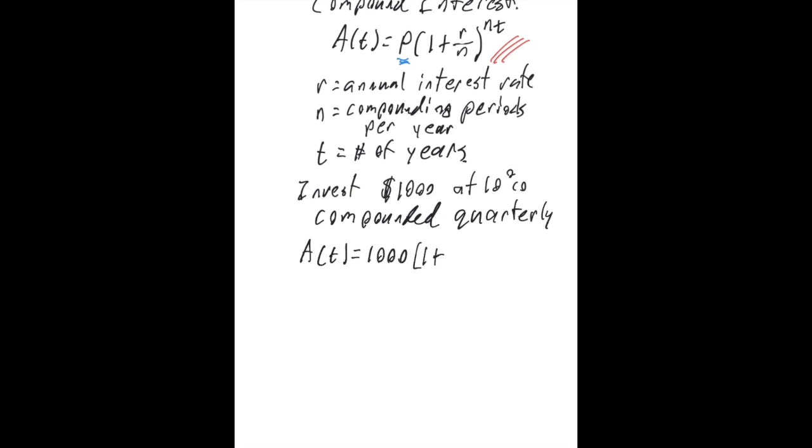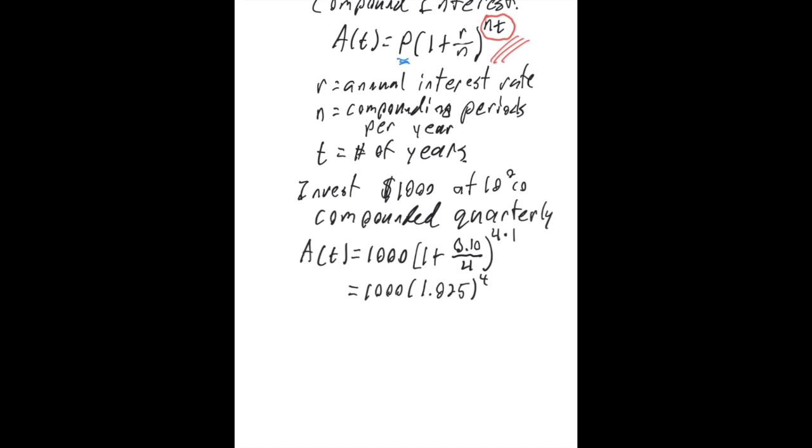We'll go 1 plus. The R is still 0.10, but since we're compounding 4 times a year, we're going to divide by 4 there. And then the exponent, T is number of years. We're going to multiply by N to get the number of compounding periods. In this case, if we have 1 year, but 4 times a year, our exponent's going to be 4 times 1. So this will be 1,000 times 1.025 to the 4th.